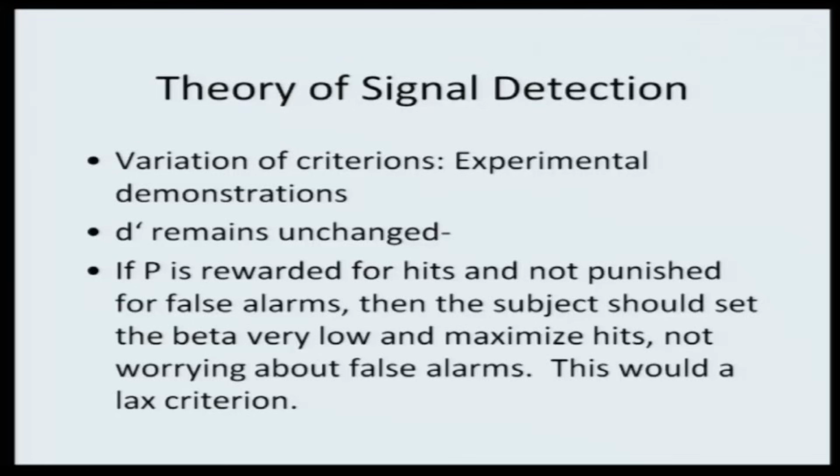Now, if the operator is rewarded for hits, but is not punished for false alarms, then the beta value that one sets is very, very low. And this will maximize the number of hits, because the operator is not worried about the false alarm. The reason is, he is rewarded for the hit, but he is also not punished for the false alarms. So, even though I commit an error, I do not get any adverse remark for it, and if I succeed, it is very good. So, what would I do? I would relax my criteria.